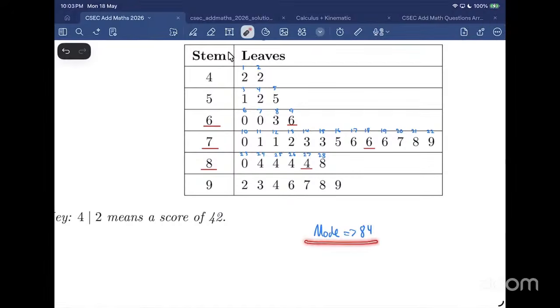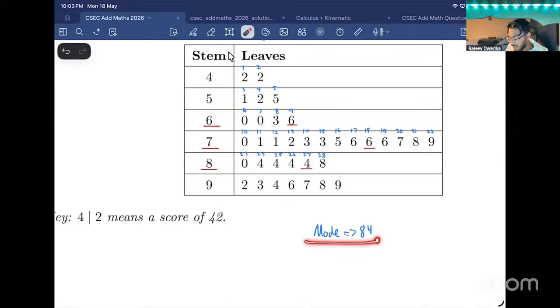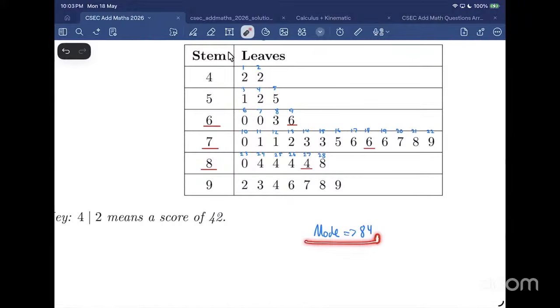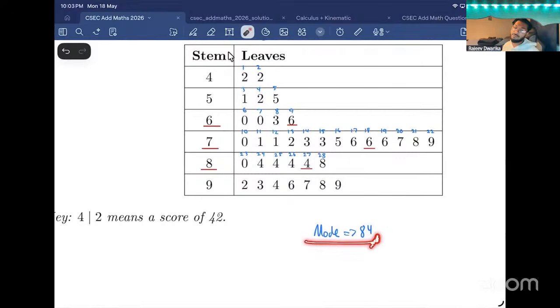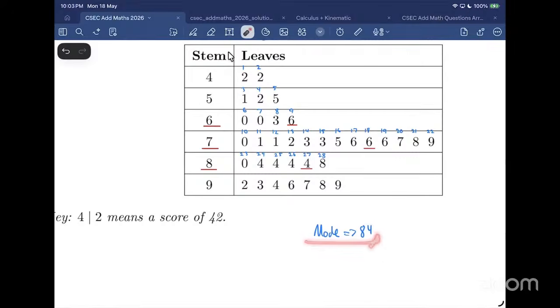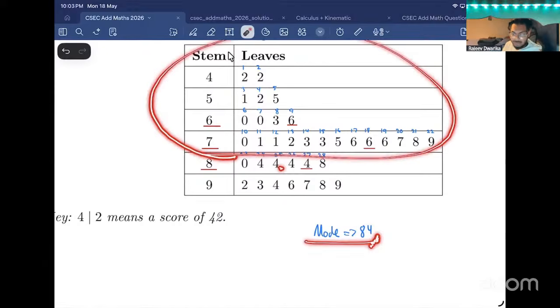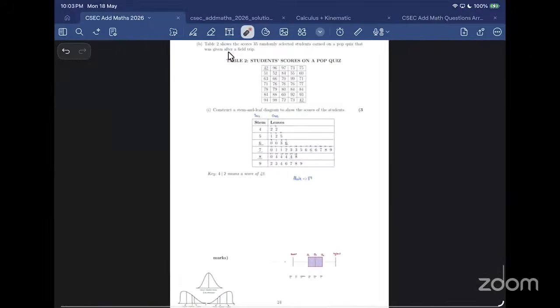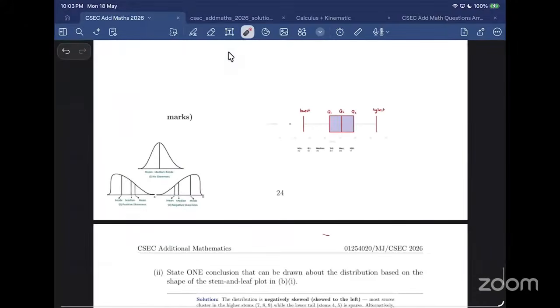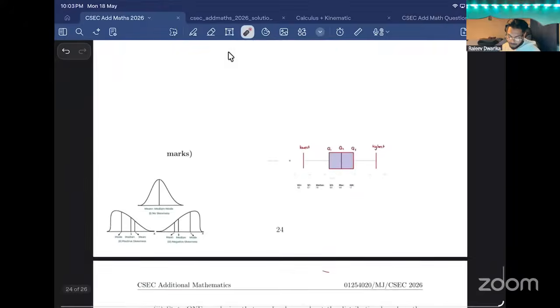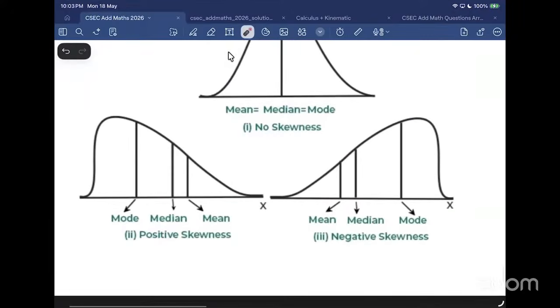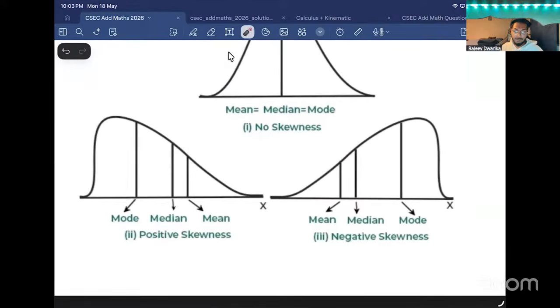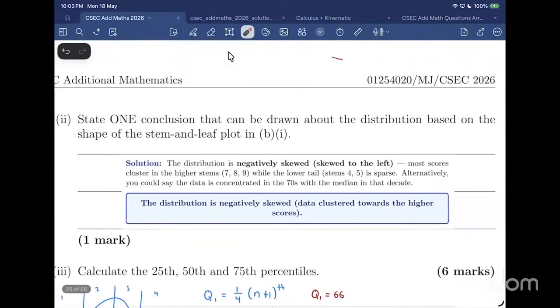See your mode. Most of your data, is it less than 84 or more than 84? Most of them are less than 84. So most of your data is to the left. That would suggest it is negatively skewed, because it's less than the most frequent value. So for these questions, just refer to the mode. And if you want to be very specific, you should really compare your mode, median, and mean. But this is the answer here.